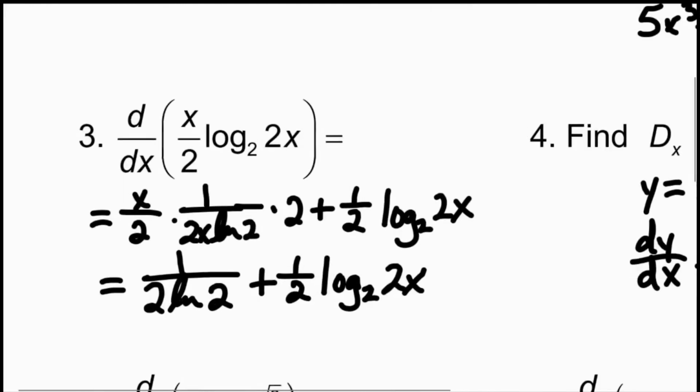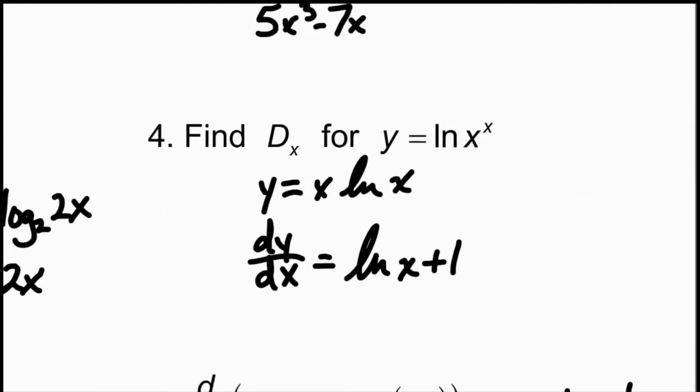Here we've got x over 2 times log base 2 of 2x. So we're going to have product rule involved. We have the derivative of the log involved. We have the chain rule involved. So there's a few derivative rules we need to know. The first part here, I did the product rule. I did x over 2 times the derivative of the log. So 1 over 2x natural log of 2, times the derivative of 2x, which is 2, plus the derivative of x over 2, which is 1/2, times log base 2 of 2x. And then it was just a little bit of canceling and simplifying down.